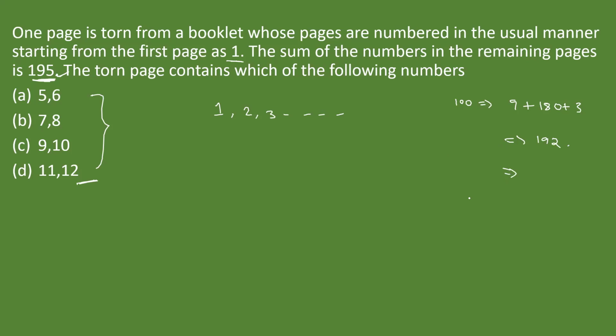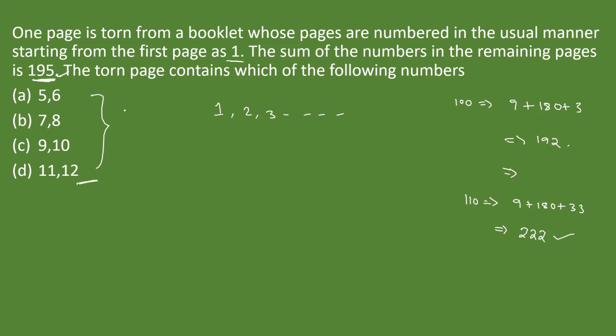Okay. Let us take 110 pages for the time being. What will it be? 9 plus 180 plus 11 times 3, that is 33. What do we get? 213, 222. 222. This exceeds our given number. That is also a problem for us. Now, how will we solve this question?